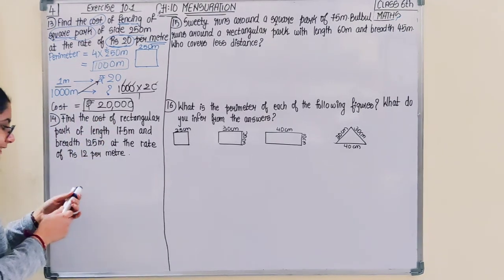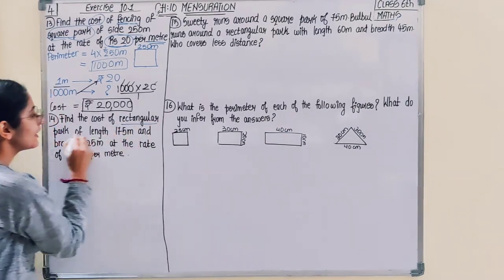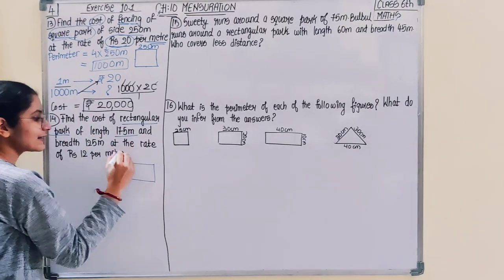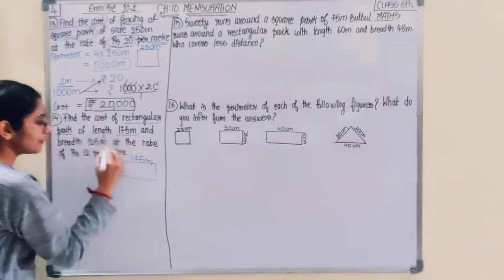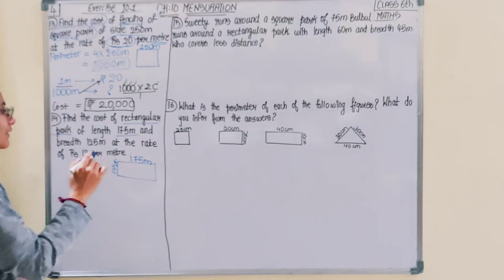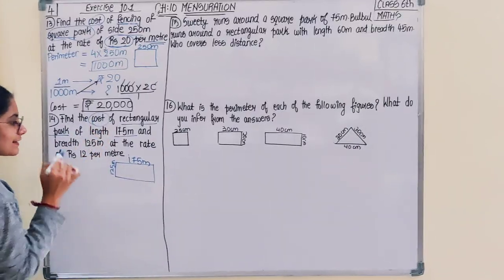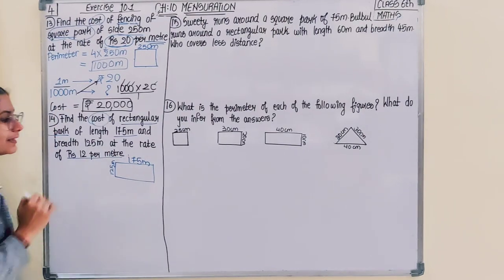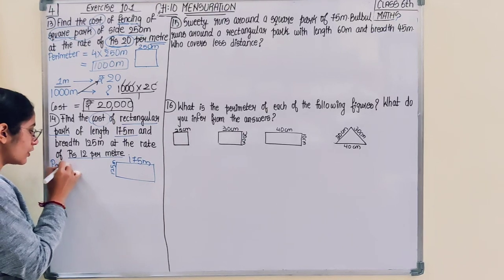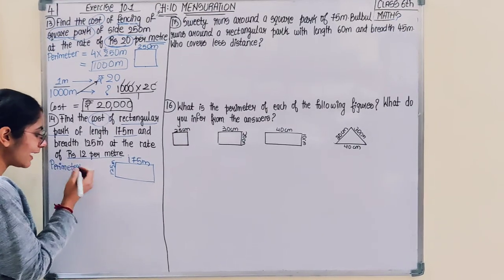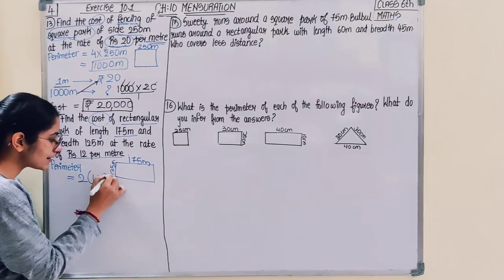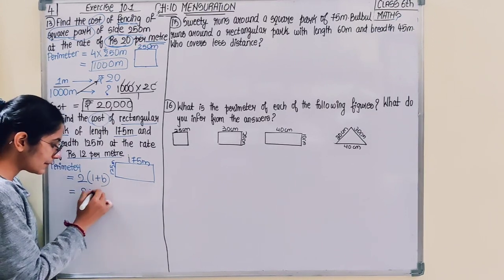Find the cost of fencing a rectangular park. Now, instead of square park, if that person is owning a rectangular park, length 175 meter and breadth 125 meter. Okay, we have to find the cost of the fencing, which is rupees 12 per meter. Okay, so we know since the park is rectangular, so to calculate the perimeter, we require formula 2 into length plus breadth, that is 2 multiplied by what is the length?